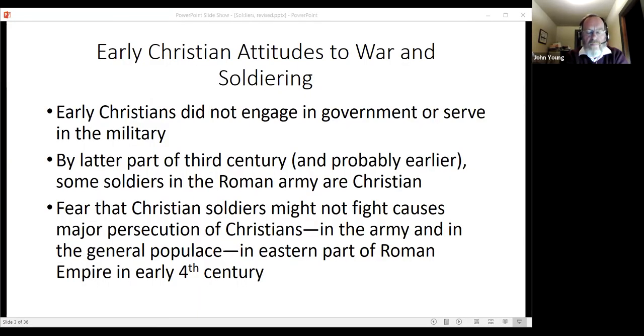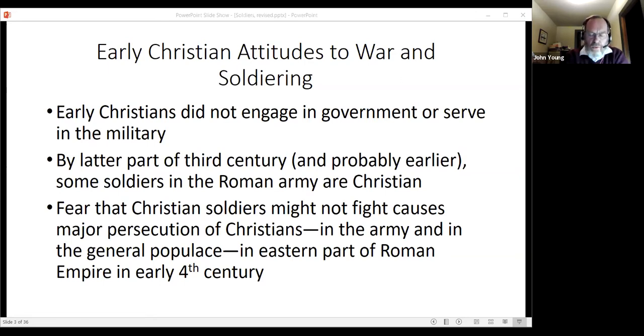In the early church, so I'm talking here about the generations immediately after Jesus' death and resurrection, early Christians did not engage or serve in either government or the military. There was no Christian position or thinking about what being a soldier would mean or participating in war during that earliest period.